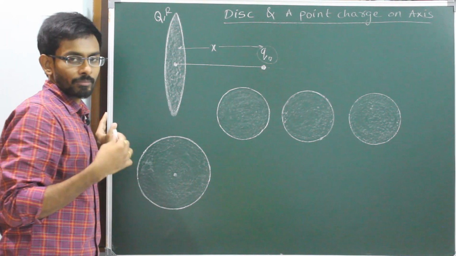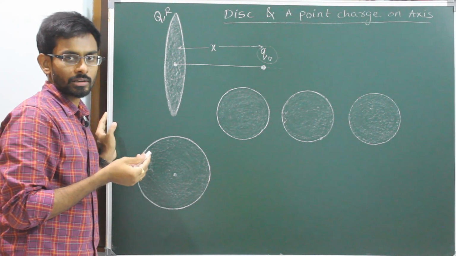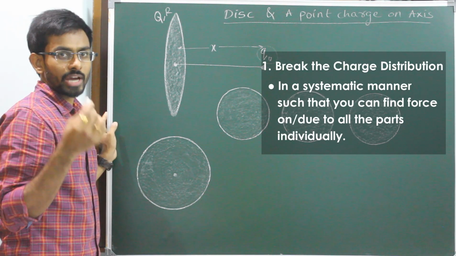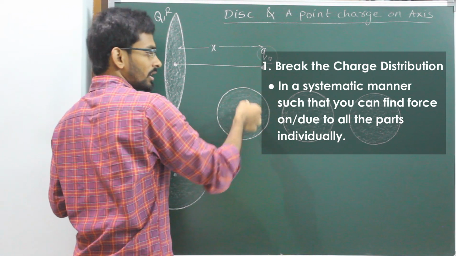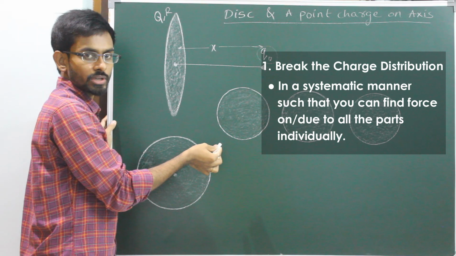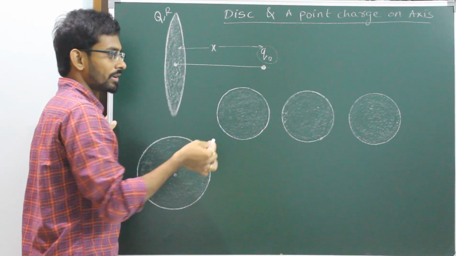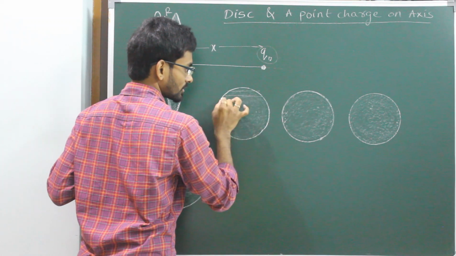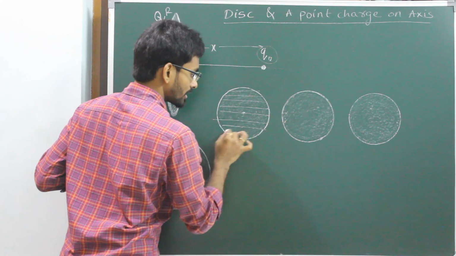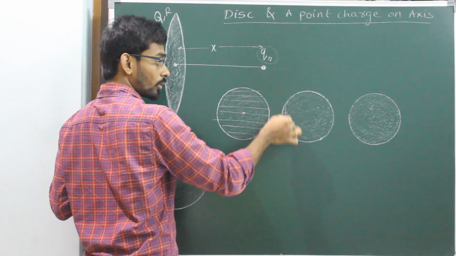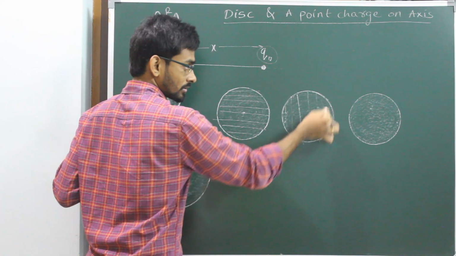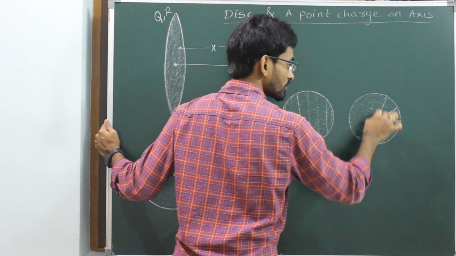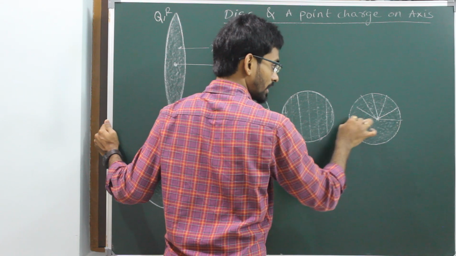Now the first step, so we will go step by step as we discussed in the earlier questions. The first step that we have discussed is breaking the charge distribution. So let us take the disk, and how to break it. As it is an areal distribution, we can break it in several ways. You may think that you can break it into horizontal strips like this, or you may break it into vertical strips, or you may also break it into sectors like this. So there are different ways in which you can break this disk.